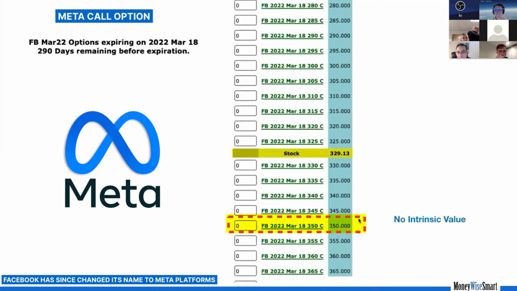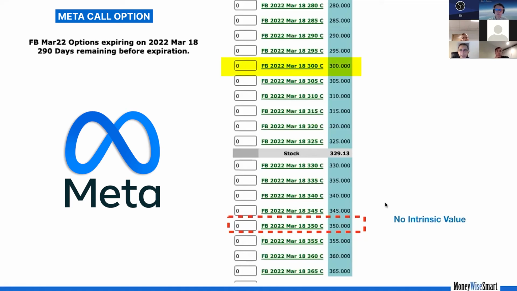So the $350 call option has no intrinsic value, because the person owning that option can always go to the market and buy Facebook for $329. So it does not make sense for that person to exercise his right. However, they might still decide to buy this option, maybe because they are speculating that the share price is expected to go up. So they can buy this option at a cheaper price.